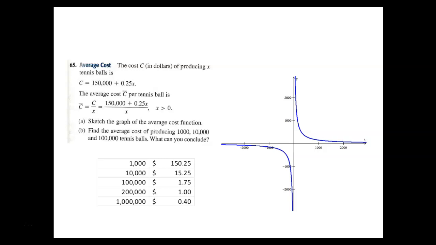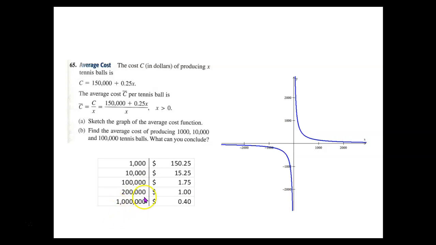And that's because that tennis ball making machine was awfully expensive. And if you only use it to make 1,000 tennis balls, and each one of those 1,000 tennis balls has to cover part of that cost of the machine, then each tennis ball's share is $150 plus the 25 cents for the materials. Now, if you make 10,000 tennis balls, then the average cost per tennis ball goes down to $15.25. If we plug in 100,000 for x, we get an average cost per tennis ball of $1.75.